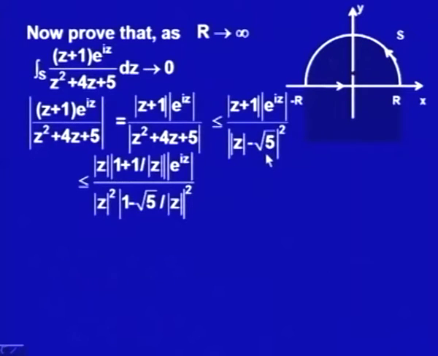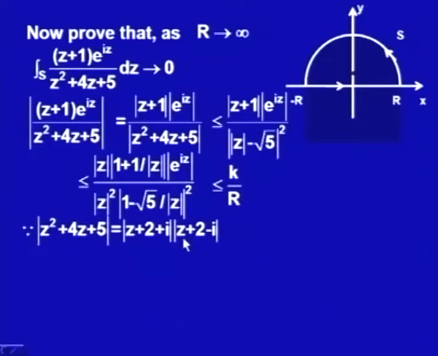Now, since mod z is greater than r, this is bounded by some constant. And since mod z is greater than r, we are getting 1 upon mod z, so this should be less than 1 upon r. And e to the power iz, if I treat it as 1, I would get the bound as k upon r. Again we have got the bound as k upon r for the function f(z).